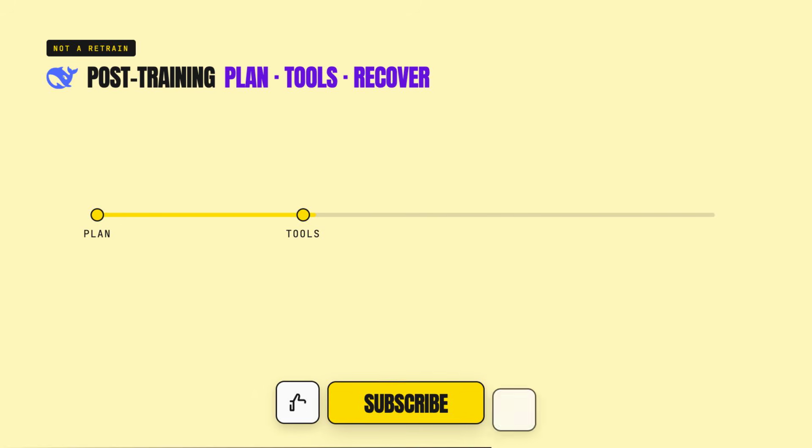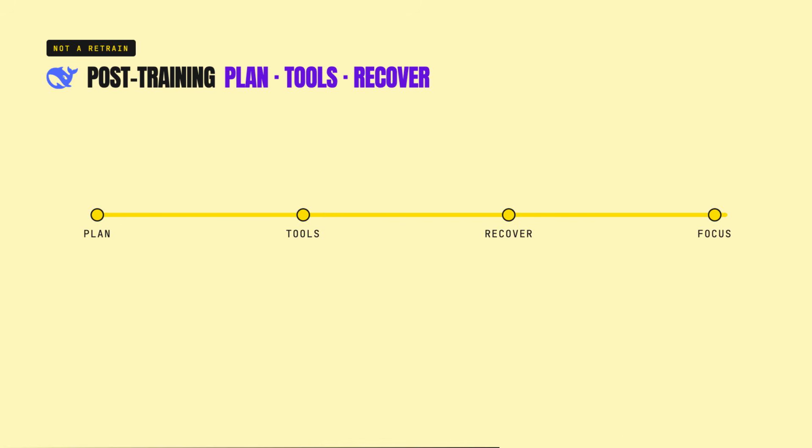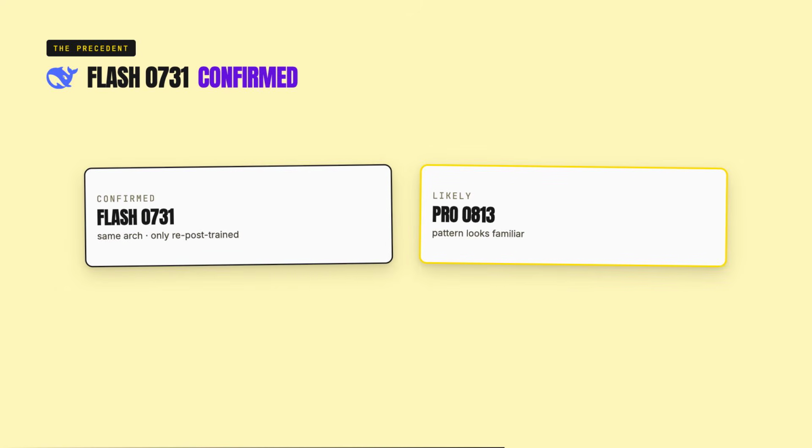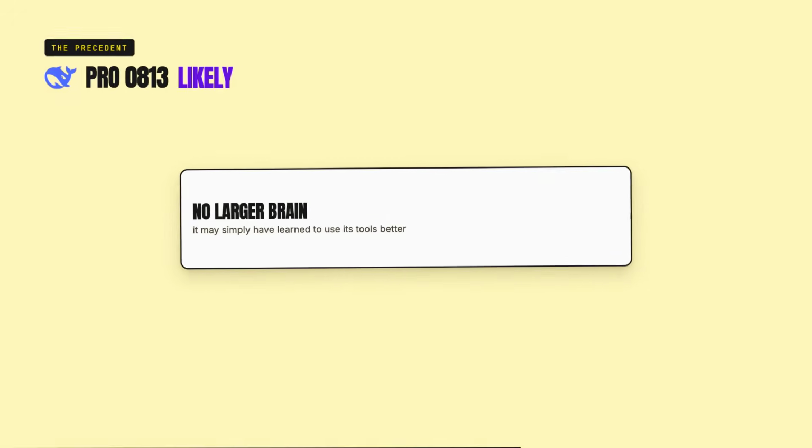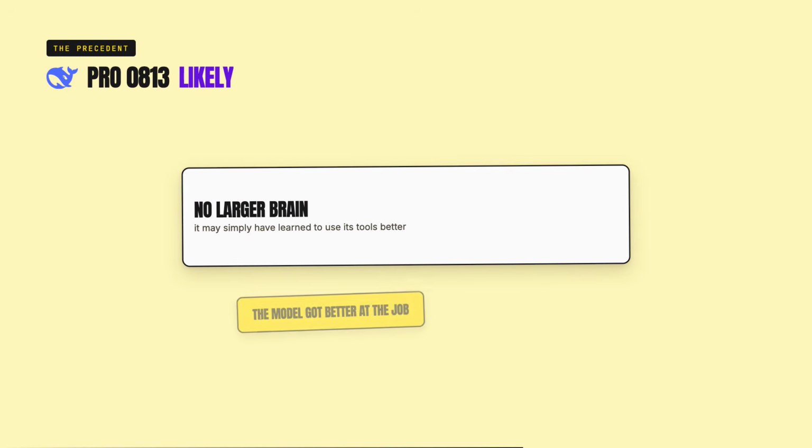That suggests the improvement may have come from post-training, teaching the existing model to plan better, use tools, recover from mistakes, and stay focused during long tasks. DeepSeek used that approach with Flash 0731. The company confirmed that Flash kept the same architecture and size and was only post-trained. DeepSeek has not confirmed the exact same process for Pro, but the pattern looks familiar. The model may not have needed a larger brain. It may simply have learned how to use its tools better.